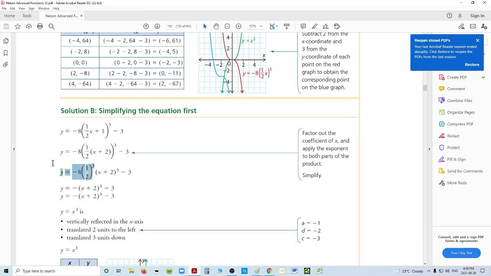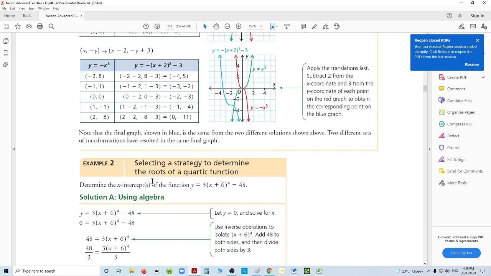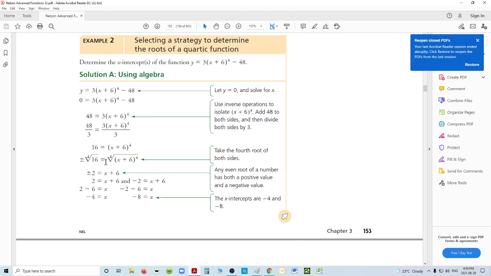Oh, they're doing it in a weird way. I wouldn't do it this way. I would just leave the half in here. And then here they're doing it again. This is with a quartic.